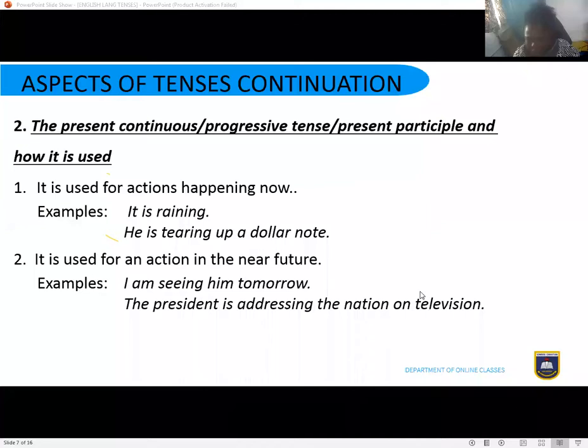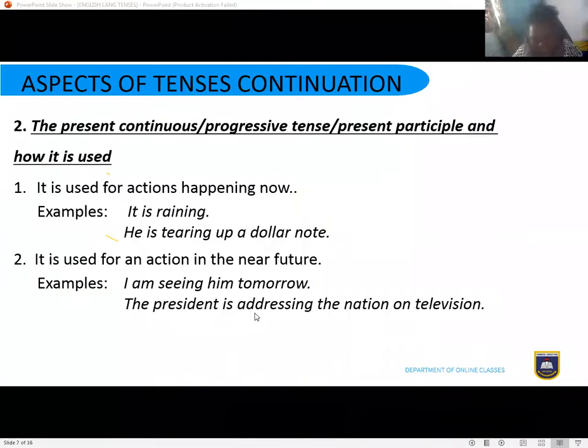So these students, can you please mute yourselves and let's continue? Mute yourselves, then we can continue. Good.